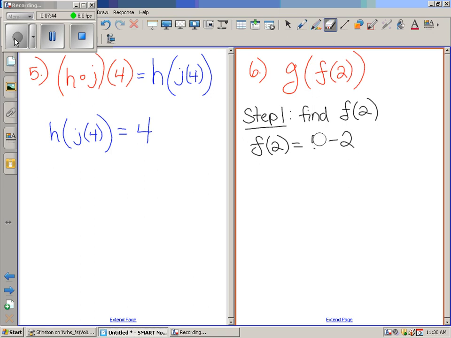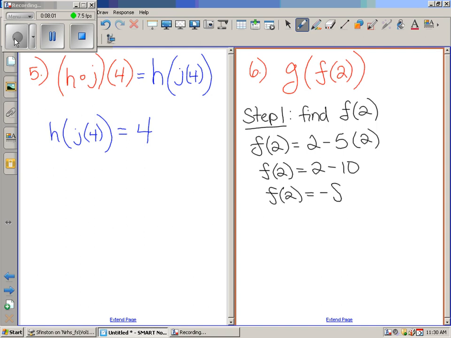So 2 minus 5 times 2? Okay, so f at 2 equals 2 minus 10, and f at 2 is going to be equal to negative 8. Now, how would you tell somebody what the next step is?